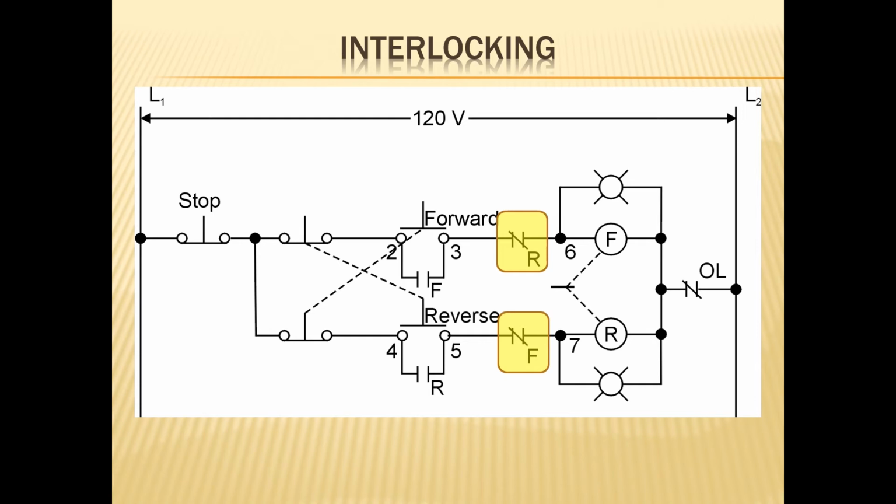So my electrical interlocking puts a blockage in the form of a normally closed contact in the path of another coil in order to prevent them both starting at the same time.